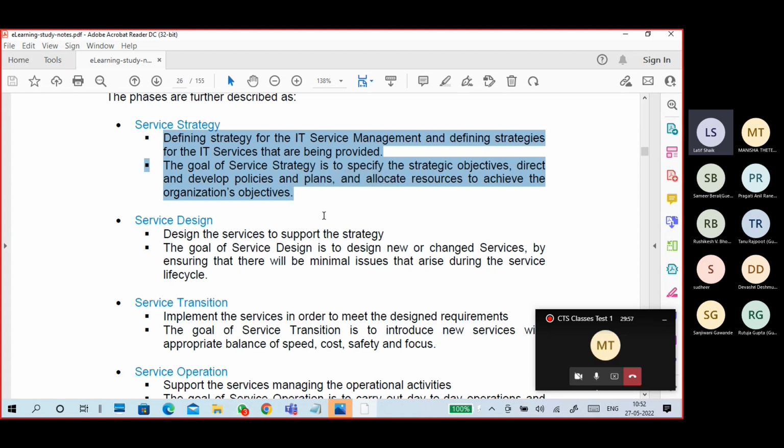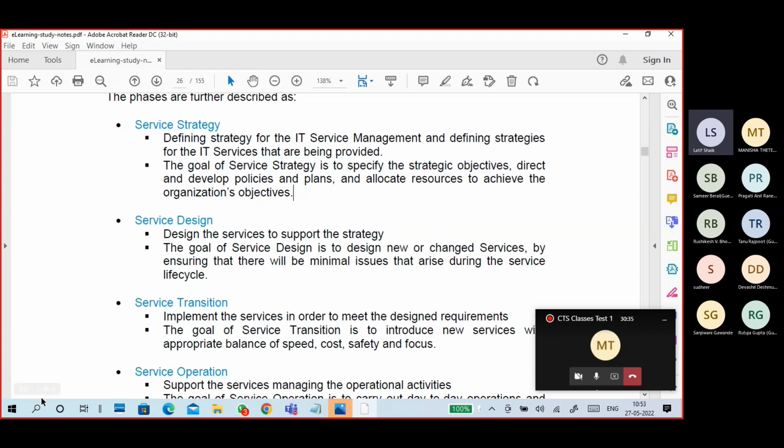Understanding it: it defines what your work is, what your project is, what your service is, what the customer request is. That is what we can understand by service strategy. So how do you provide it? The goal of service strategy is to specify strategic objectives, and direct and develop the policies and plans. So what do we have to do, what is today's achievement, what do you want to achieve, what requirement came in. Like that we can define it.